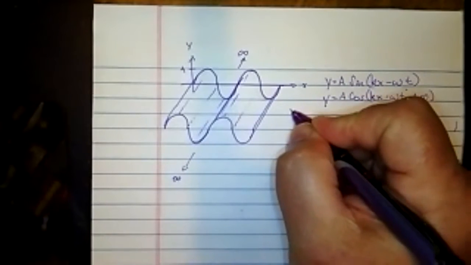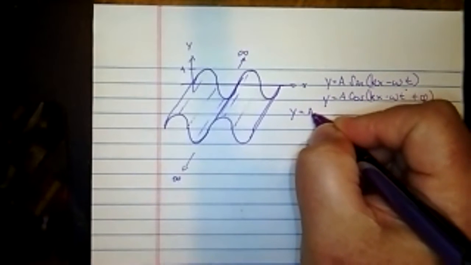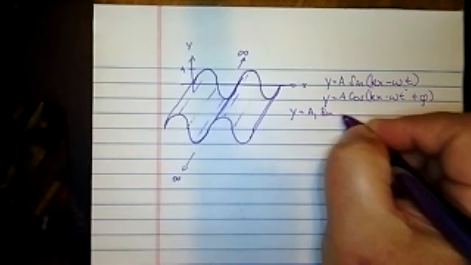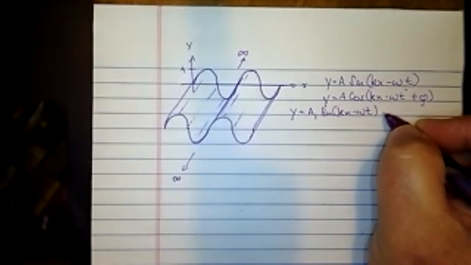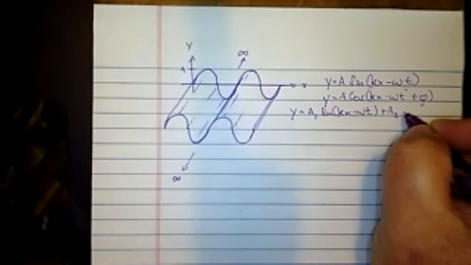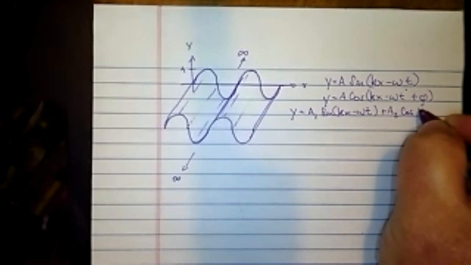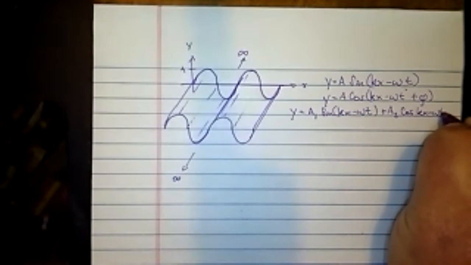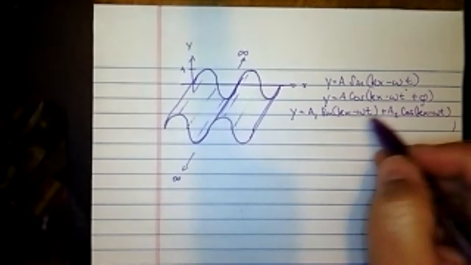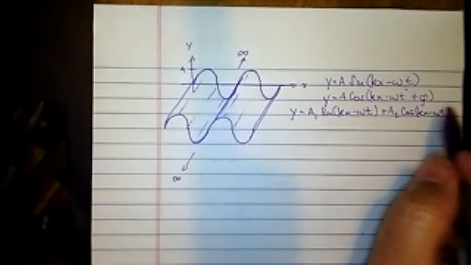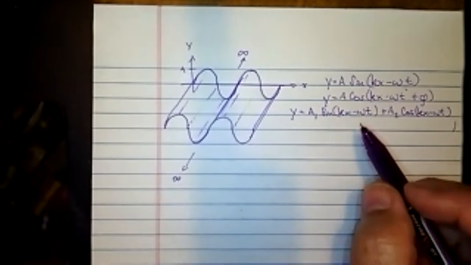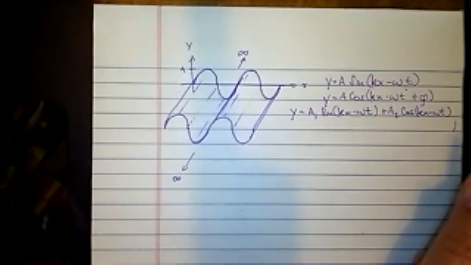So a more general solution might be y is equal to a1 sine of kx minus omega t plus a2 cosine of kx minus omega t. In that case, you actually have two constants, a1 and a2, so you don't really need the phase constant, but you can see it's an amalgam of the sine and the cosine.